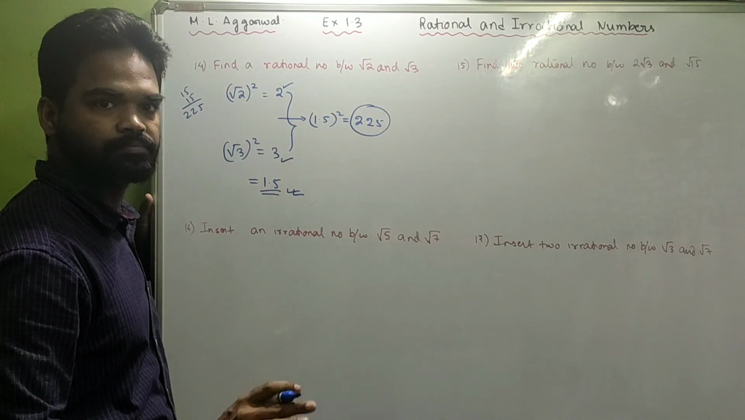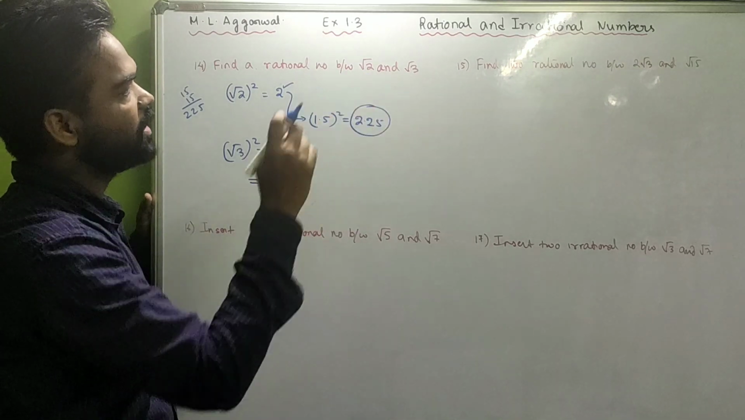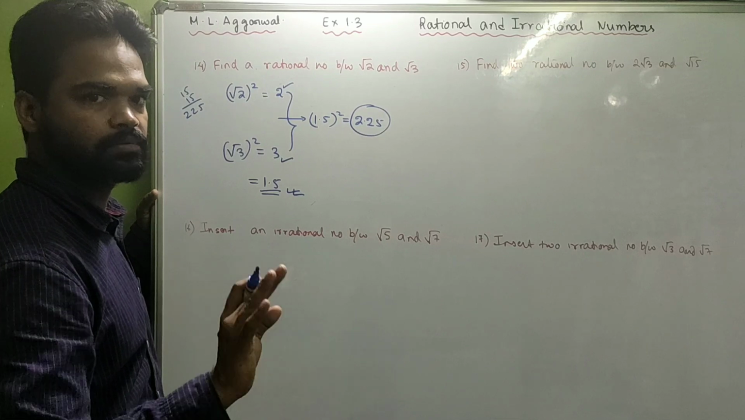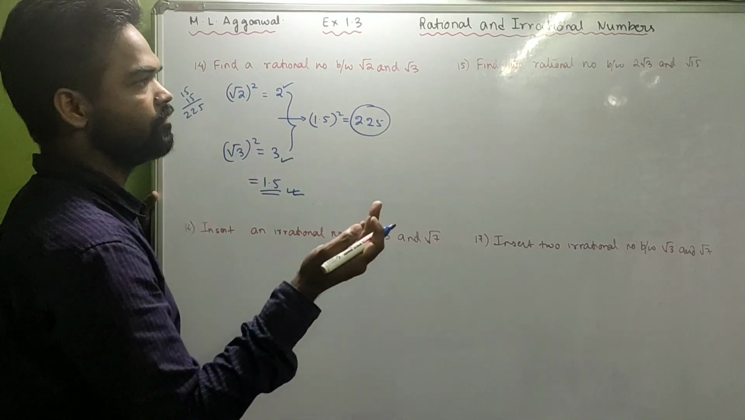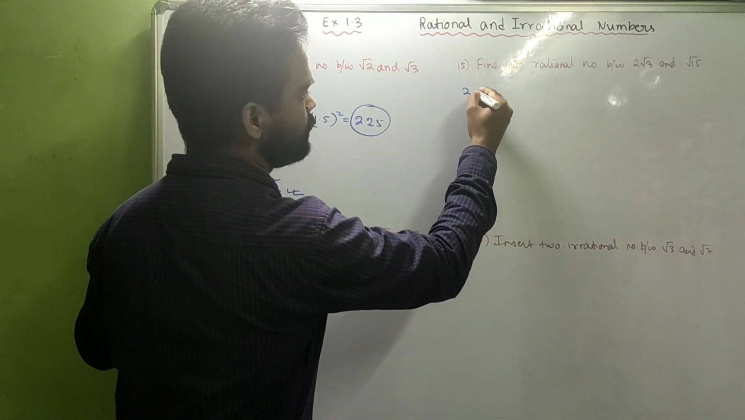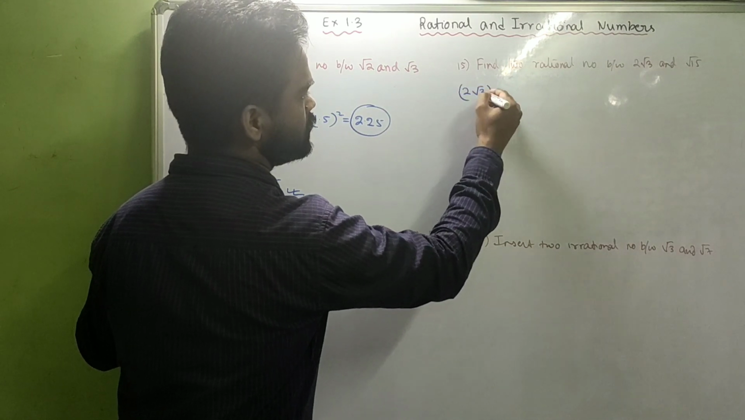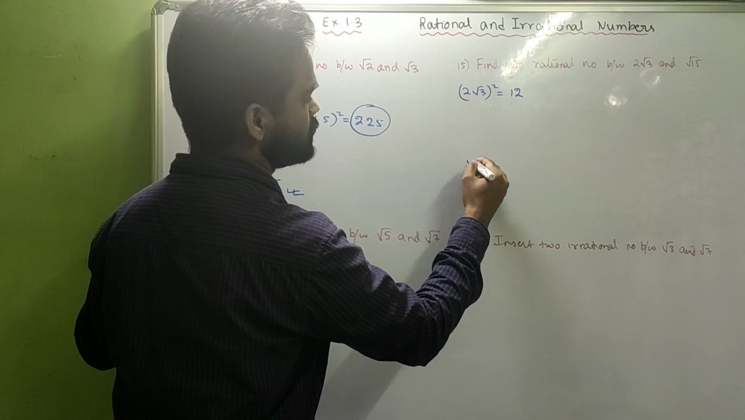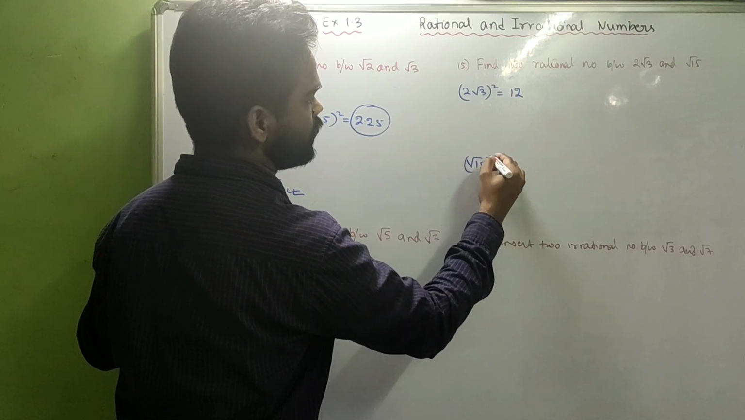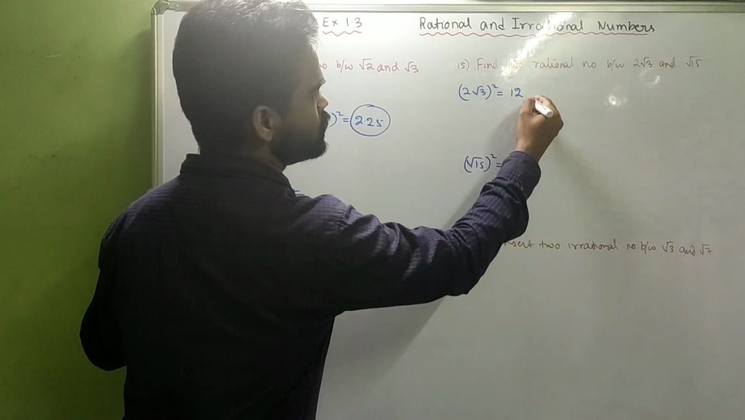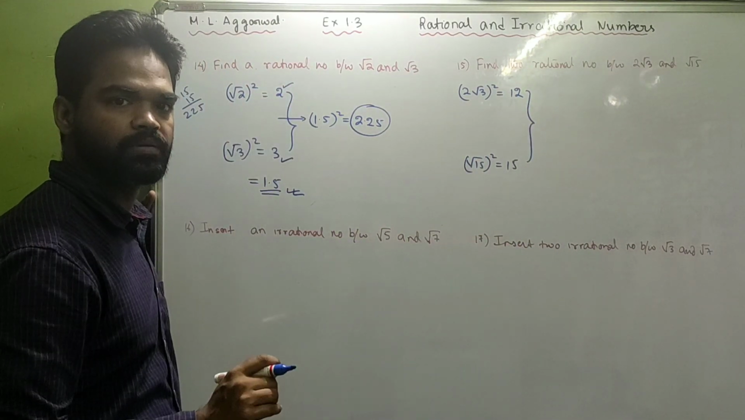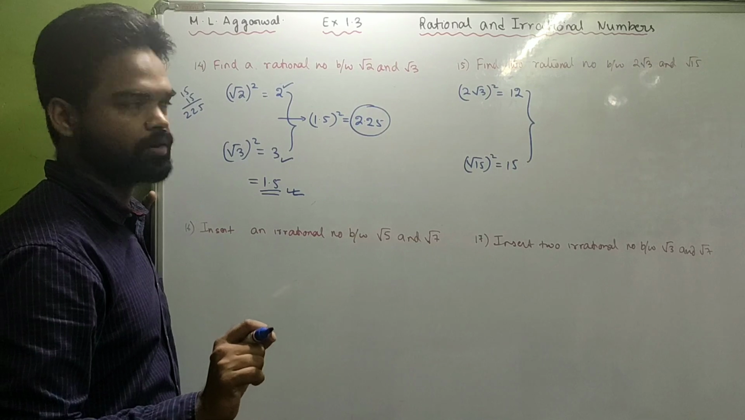Am I clear? Very easy. Find two rational numbers between 2 root 3 and root 15. Both are irrational. Very easy. Look over here. Same process. This is 12, and the square of this one is 15. So between these two, I need to find numbers which are perfect squares. Am I clear or not?